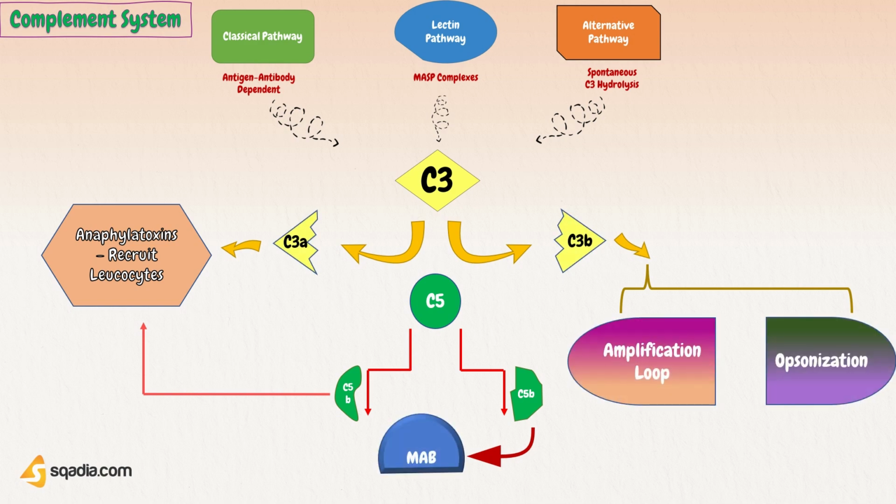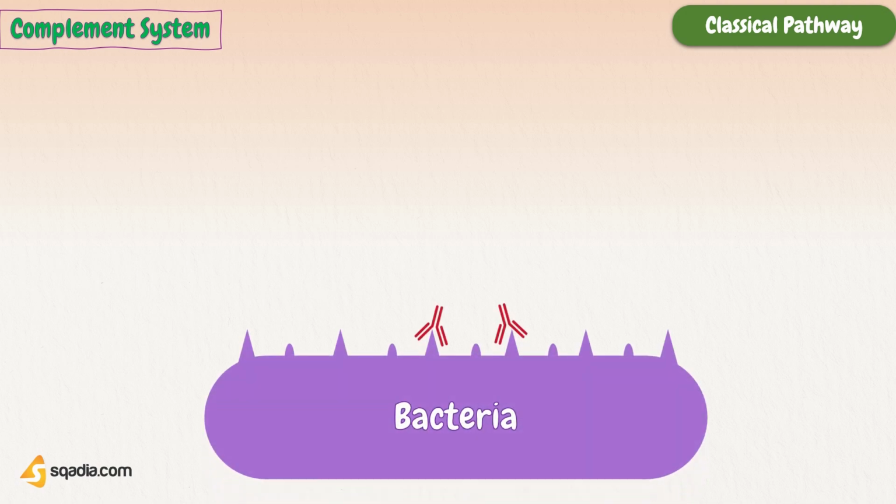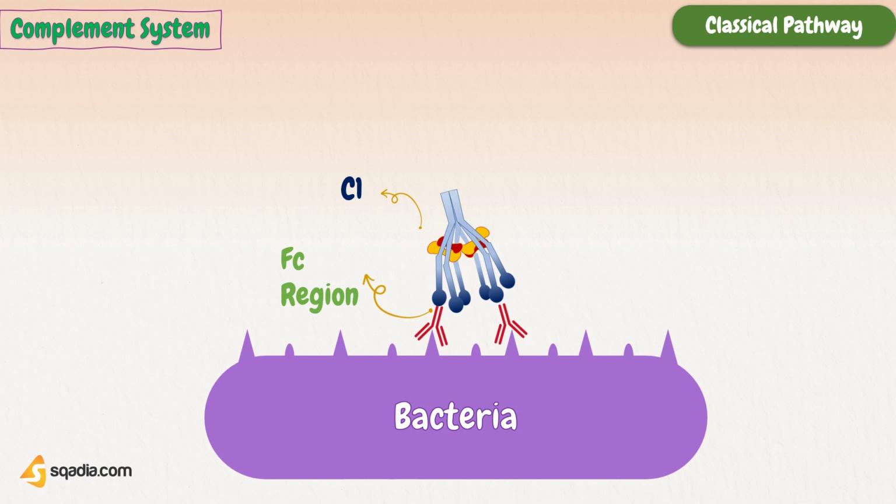Starting off with the classical pathway. The first steps of the classical complement pathway require the binding of antibodies to the surface of the target bacterium. The antibodies then become targets for one particular complement protein complex, known as C1. C1 binds to the tail, known as the Fc region, of the antibody.